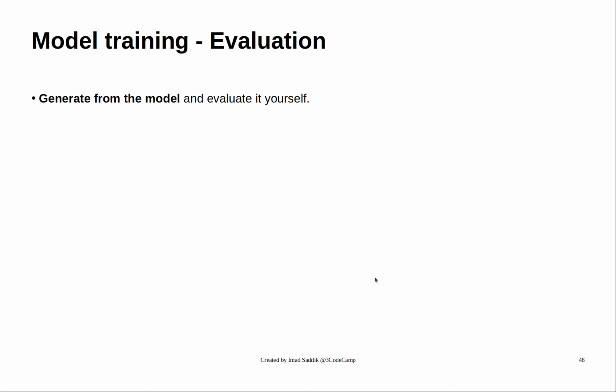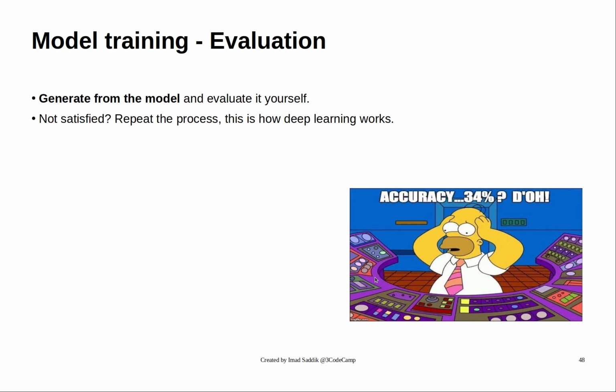After training, test the model by generating text and evaluating the response. If you are not happy with the results, don't worry. Just repeat the process and adjust different settings. This is how deep learning works. It's rare to get perfect results on the first try. You have a lot of hyperparameters that you can adjust, so just repeat the training process until you find satisfying results.